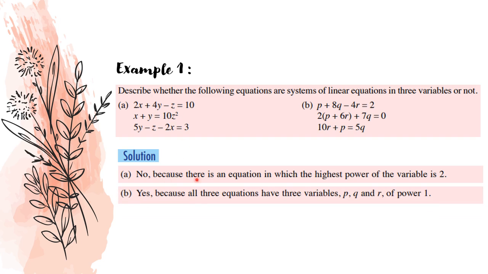And for B, yes, because all three equations have three variables, which are P, Q, and R, with the power of 1. So you can check P, Q, and R. The second one also, if we multiply this one, it becomes 2P plus 12R plus 7Q is equal to 0. And then we have 10R plus P. If we bring Q to the left, it becomes 10R plus P minus 5Q equal to 0. So, all consist of three variables, of which the highest power is 1.